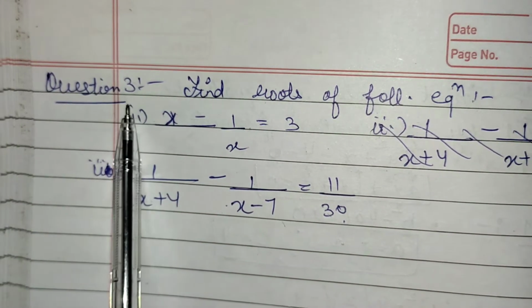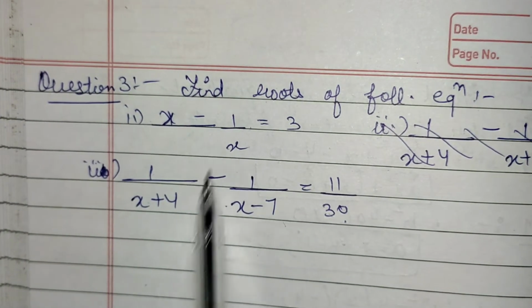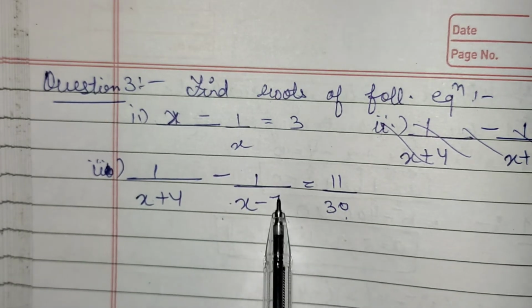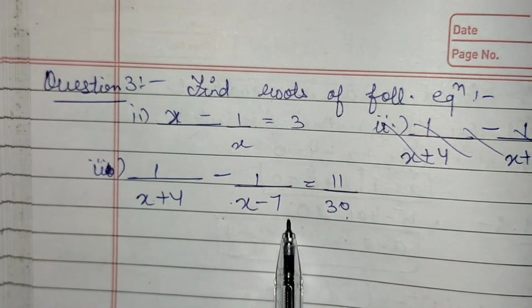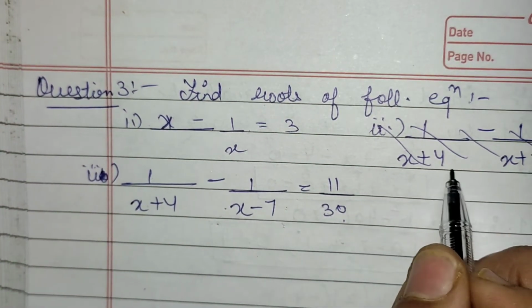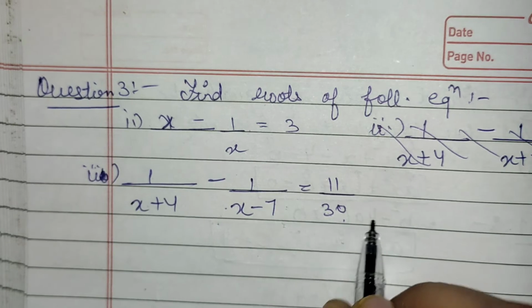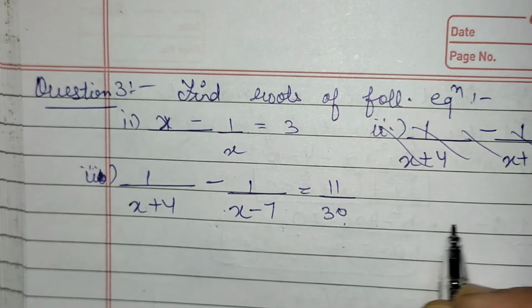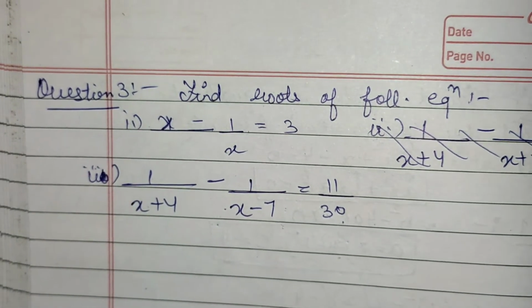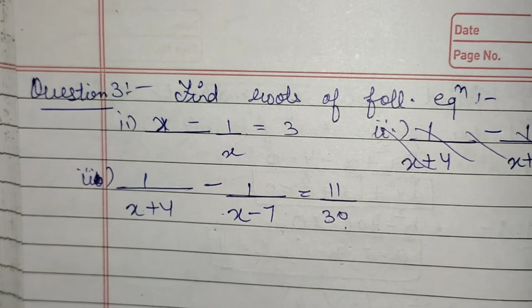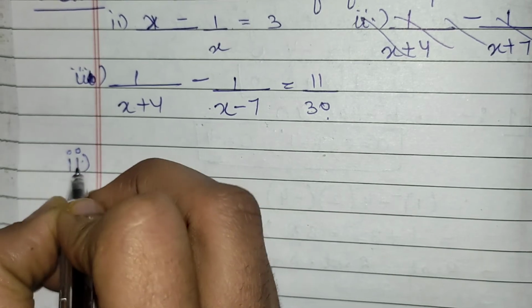Question number 3 says that find the roots of the following equation, right? So two parts are given and you have to find out the roots of both the parts. But the method, how to find out the roots, whether it is completing the square, factorization or quadratic formula, is not given. So you can use any method of your choice, because the answer which you will get while solving the equations by any method will remain the same. Okay, so let's solve part number 2 in this video and try to solve part number 1 by yourself.